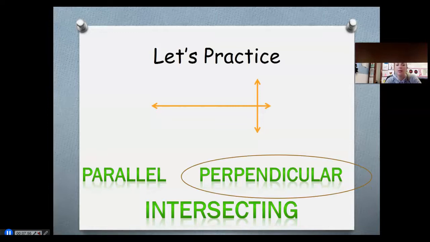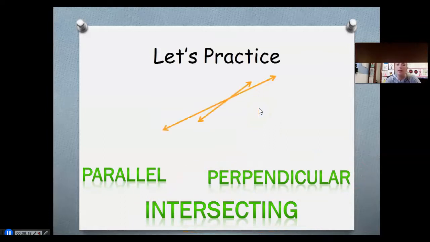If you chose that these lines are perpendicular, you are correct. Perpendicular lines make perfect T's, but you must also choose intersecting, because intersecting lines are also perpendicular. Remember, intersecting lines can cross anywhere.